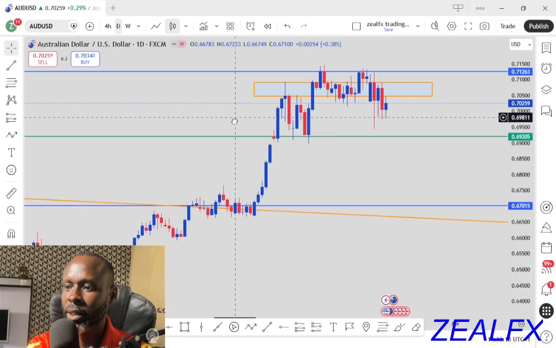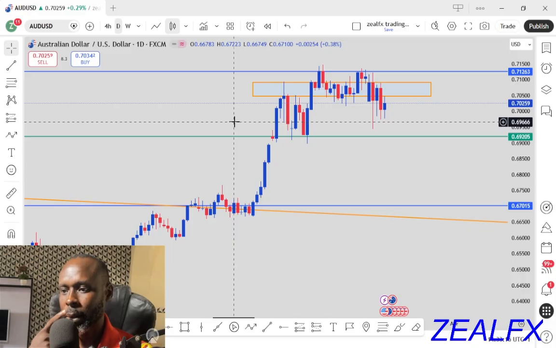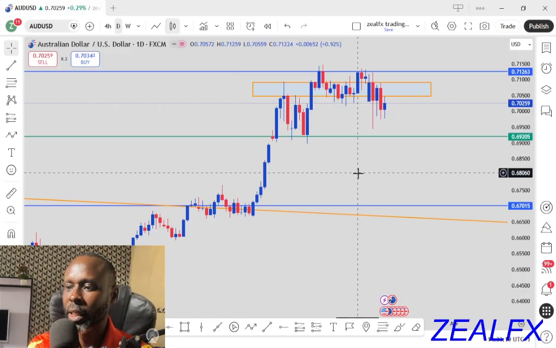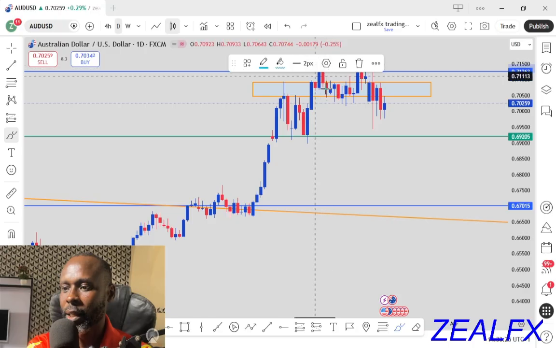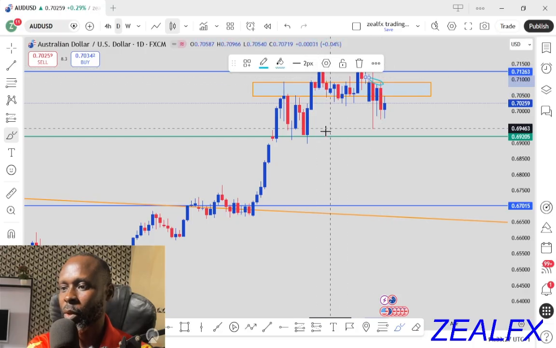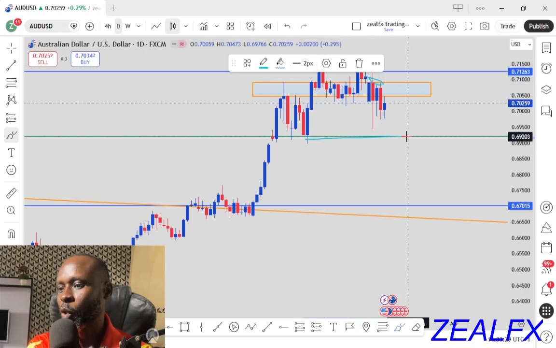Australia USD. On my daily chart, the Australia USD still has this sideways trend. You can see we have this higher high. Then we also have this lower high. We need price to close below this level. Then we can start looking for possible selling opportunity for the Australia USD.